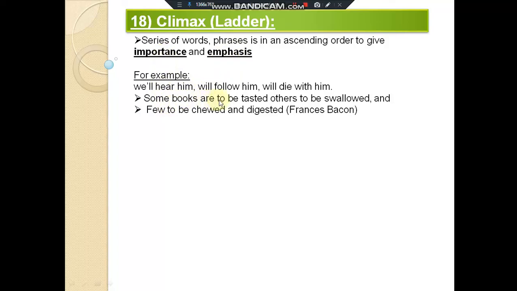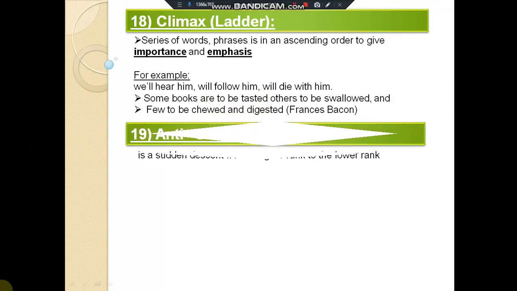Some books are to be tasted, others swallowed, and few to be chewed and digested. It is a beautiful quote by Francis Bacon, who is an essay writer. Look here. First of all, he started from the least aspect. He talks about tasting the books, to know about the books, then swallowing, then chewing. When you chew something, you are properly able to digest it. So he is talking from the least to the upper level. So this is an example of climax.